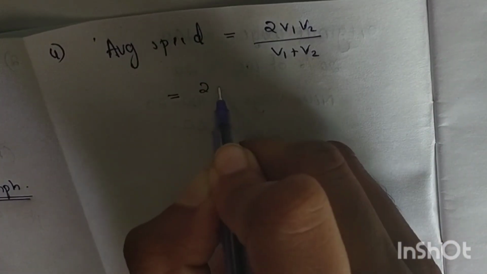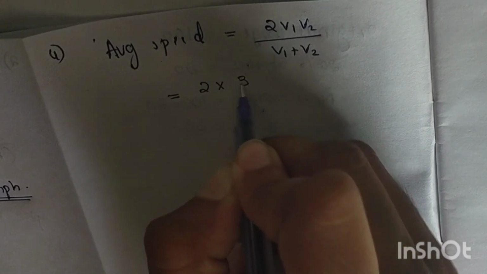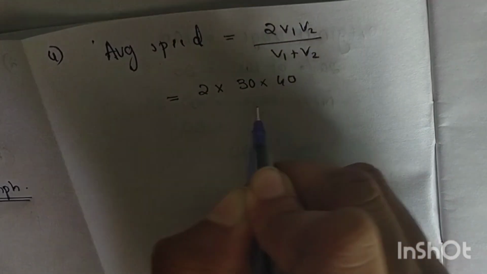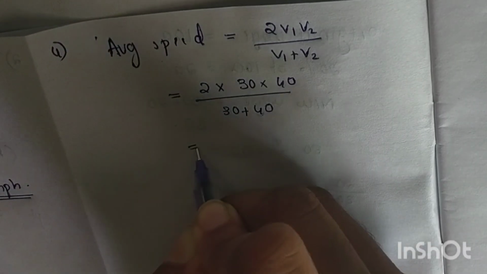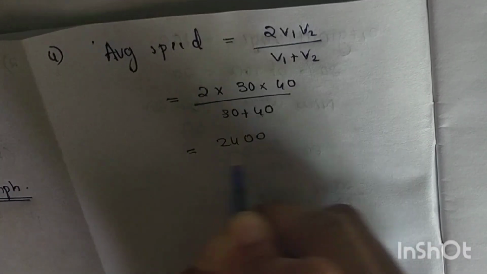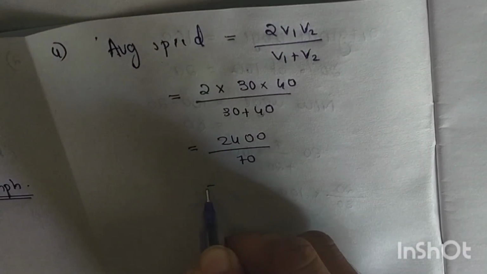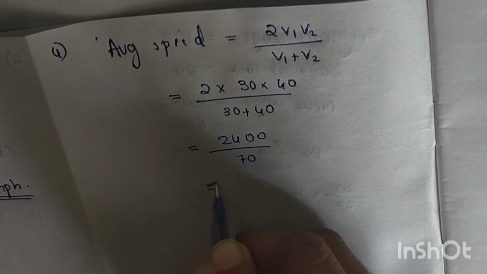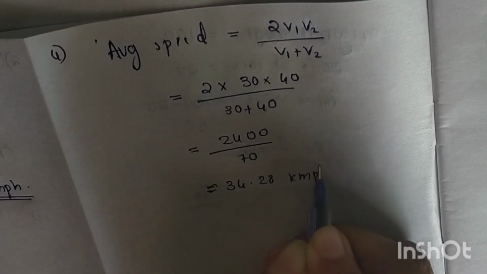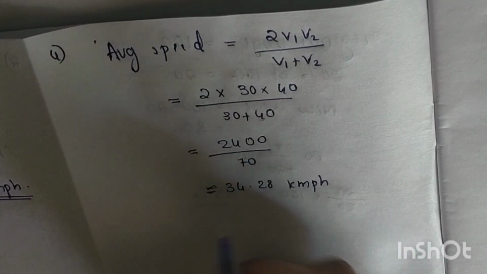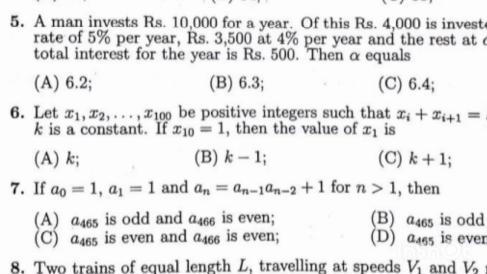2 V1 V2 by V1 plus V2. We substitute the values: 2 into 30 into 40 by 30 plus 40. That is equal to 2400 by 70. That is almost 34.28 km per hour. We can say that it is nearest to 34. So option B is the right answer, 34.